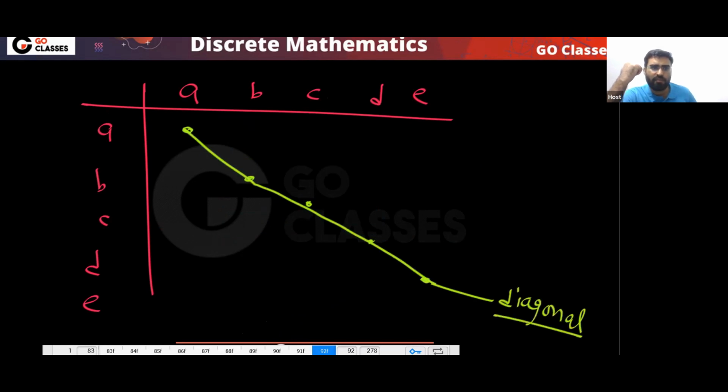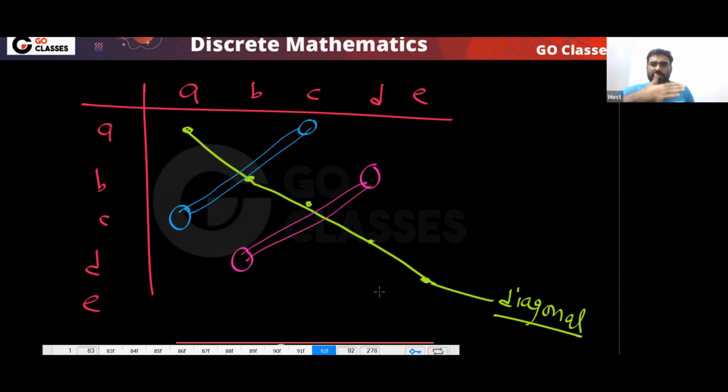And symmetric means what should happen? The mirror images should be the same. For example, remember this is C, this is the diagonal. Now you can notice C star A should be the same as A star C. Similarly, for example, D star B should be the same as B star D. So basically this is your diagonal, and there should be a mirror image, and they should be the same.